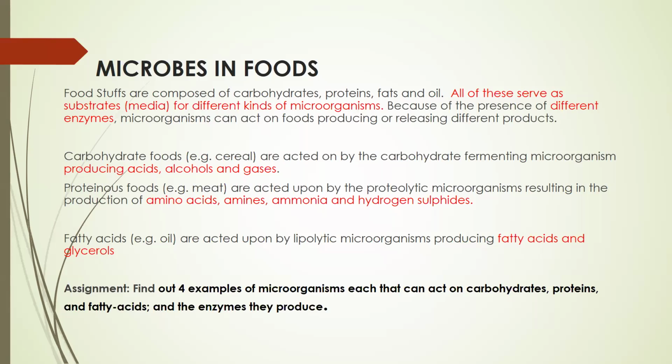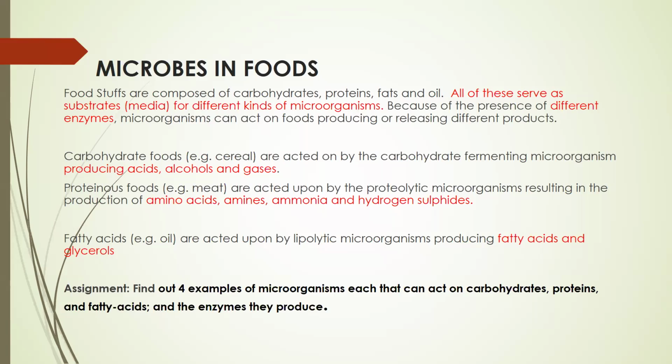So because of the presence of different enzymes, microorganisms can act on food, producing or releasing different products. For those that are microbiology students, when you get further in your 400 level and masters, you will determine how you can use microorganisms to ferment and then get different products from that. So carbohydrate foods, for example, cereal, are acted on by the carbohydrate fermenting organisms, producing what will be the end product: acid or alcohol or gases. And I just mentioned an example.